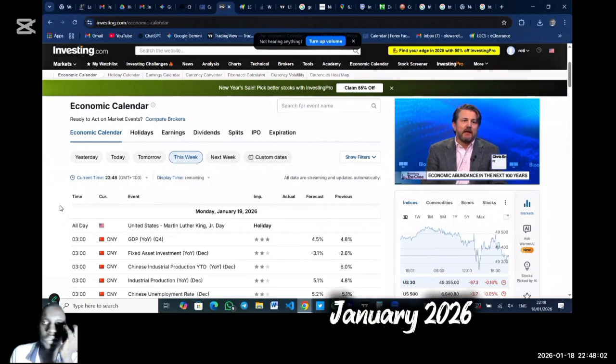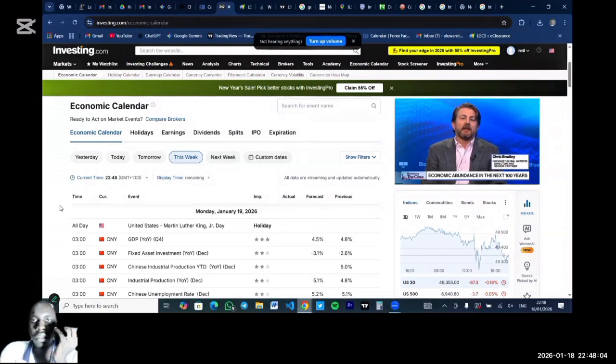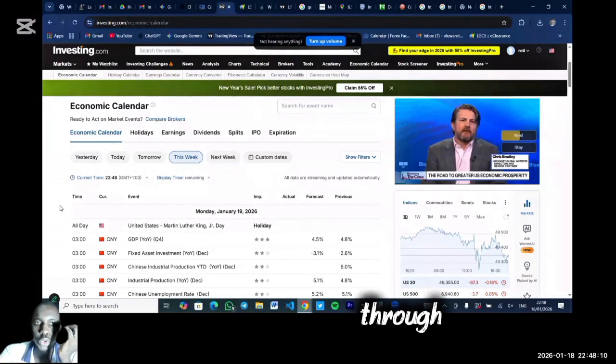10:47, 18th January 2026. This is my trade idea for the fourth week of 2026. So the first step is to go through the news calendar for the week ahead.